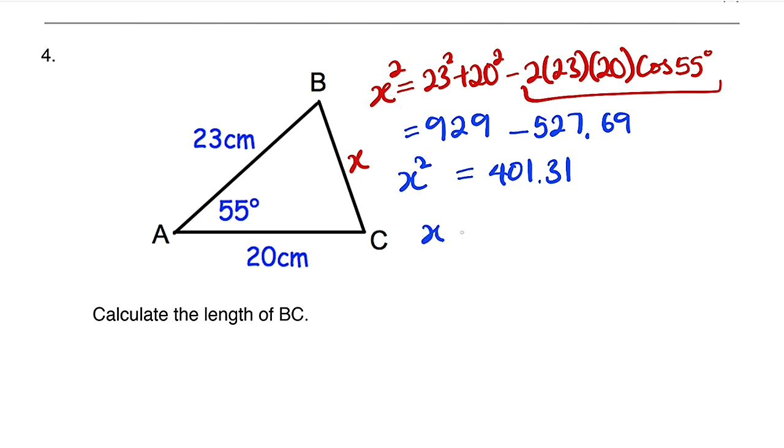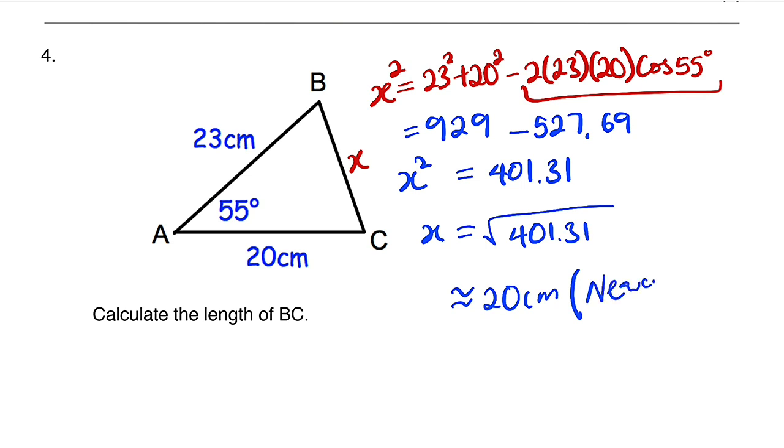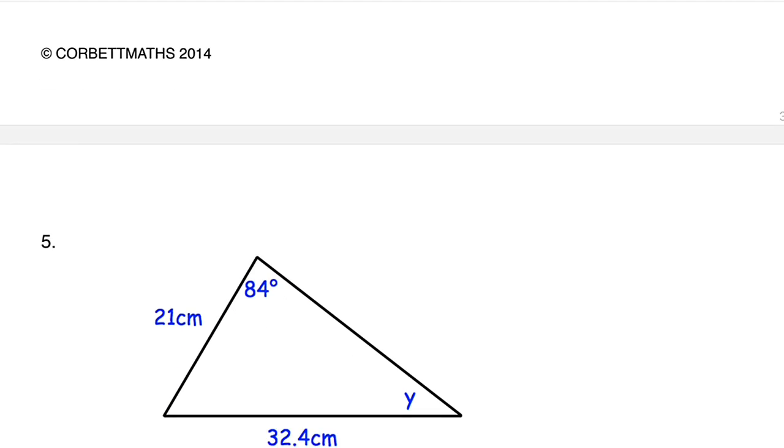So to find x, we are going to take square root of both sides. This is, to the nearest whole number, equal to 20 cm. But you have to indicate nearest whole number.